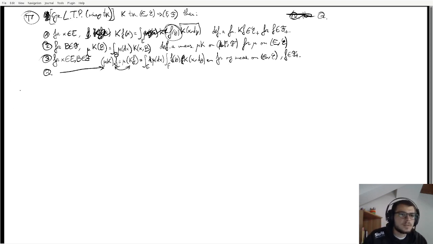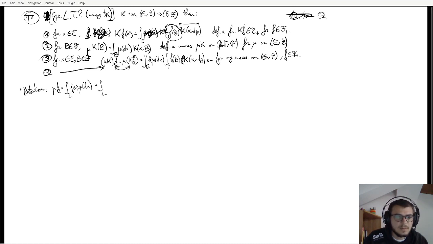Now a brief parenthesis about the notation. We usually write mu f to denote the integral of the function f with respect to the measure mu, which means the integral over the entire space E of f of x mu dx, which we also write more concisely as the integral over E of f d mu.